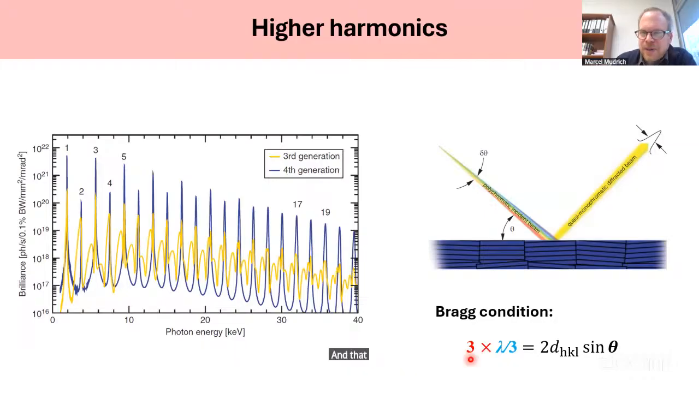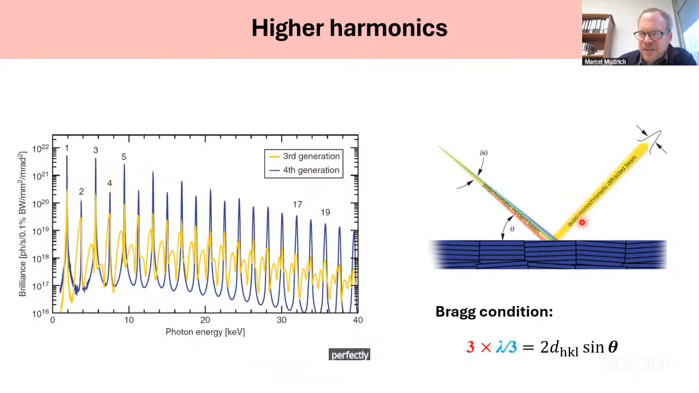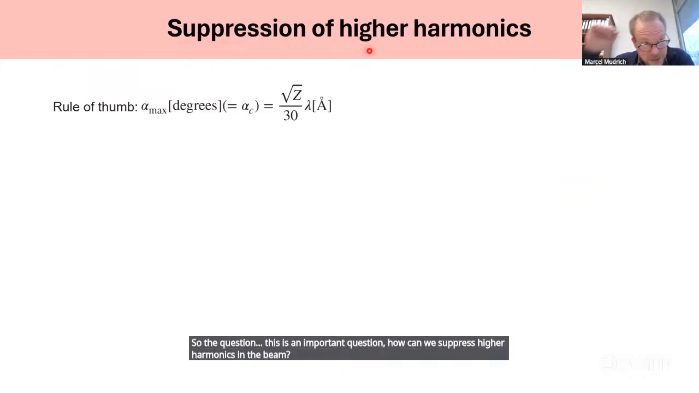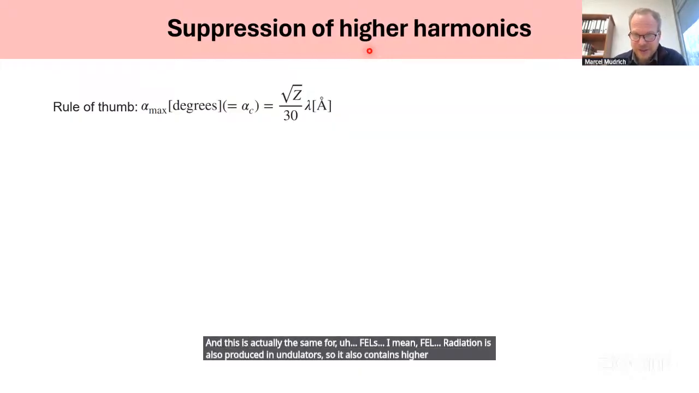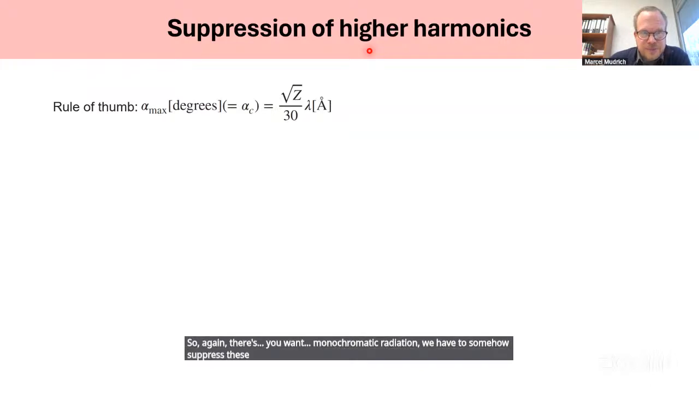And that is a big problem, because this means that this beam actually is not perfectly monochromatic, but does contain higher harmonics. So the important question is, how can we suppress higher harmonics in the beam? And this is actually the same for FELs. FEL radiation is also produced in undulators, so it also contains higher harmonics. So again, if you want monochromatic radiation, we have to somehow suppress these higher harmonics.